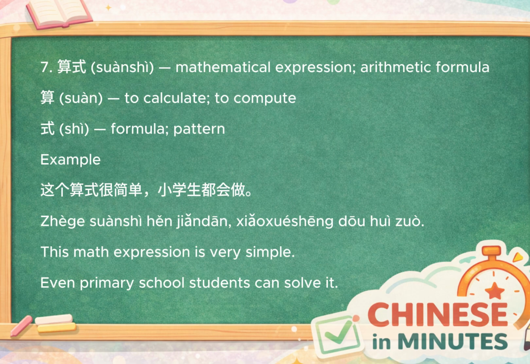Our seventh word is 算式, meaning mathematical expression or arithmetic formula. 算 means to calculate, while 式 refers to a formula or pattern. Together, they describe the written expression used to perform a calculation. For example, 这个算式很简单，小学生都会做 means this math expression is very simple. Even primary school students can solve it.